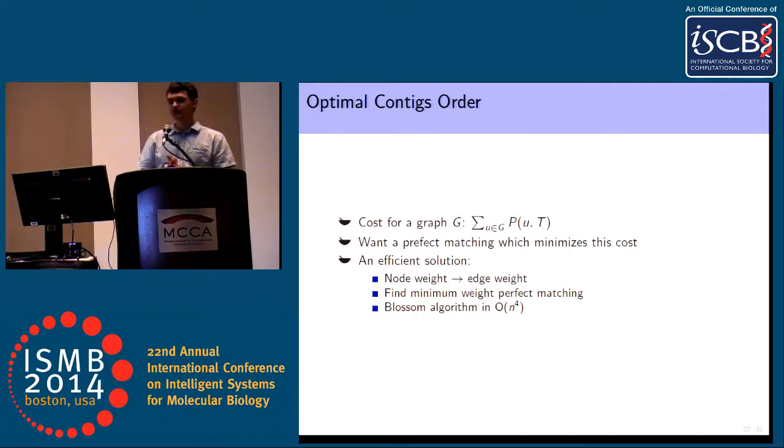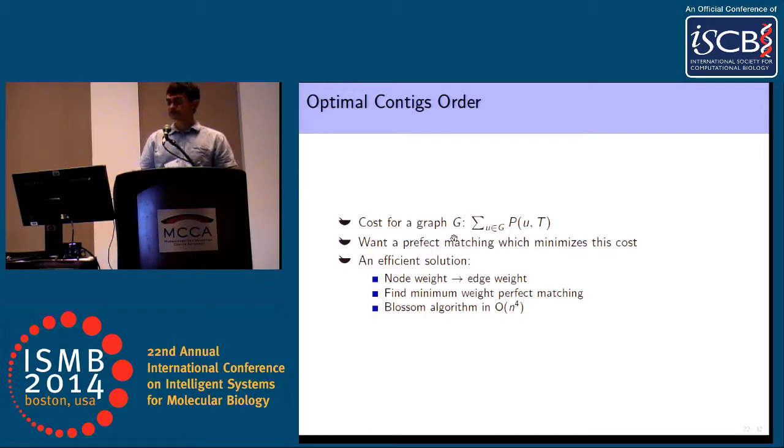How do we find this matching efficiently? Well, we can move from node weights to edge weights, where the edge weight will be just the sum of two corresponding nodes. Then we can pre-calculate these weights for each possible edge in the graph, and then find a minimum weight perfect matching. And this matching will correspond to the optimal order of contigs in our model, of course, optimal, and also to a certain order of the contigs.